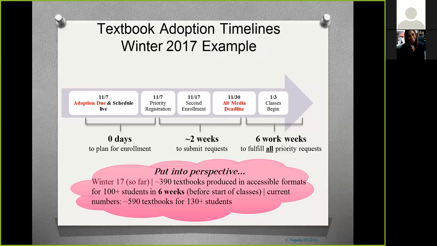I know all those numbers don't mean very much. It's a timeline, but what did that actually look like? We did about 390 textbooks for 100 plus students that were priority in 6 weeks. That was before the start of classes. Once classes began, I am now at about 600 textbook requests for over 130 students. I don't have a figure of how many classes that applies to or section numbers, but it's everything from remediated classes up through graduate studies and specialized programs.